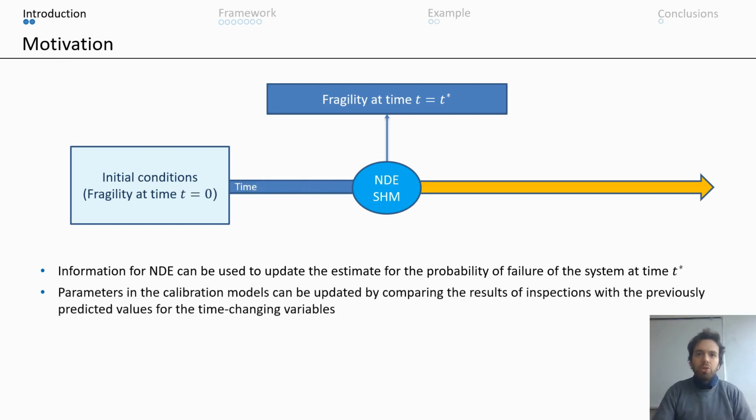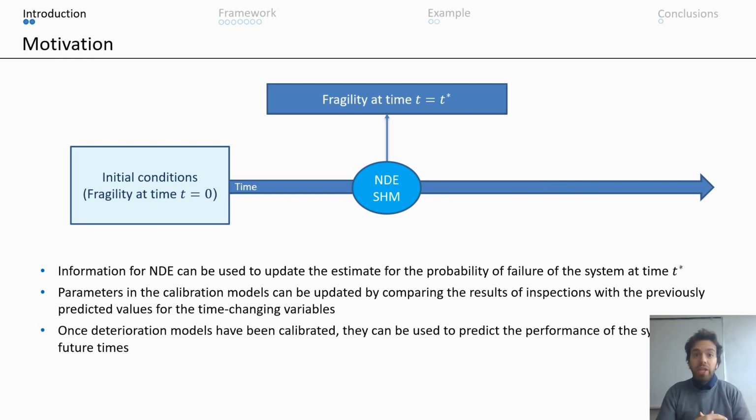But we can also use the result of non-destructive testing and structural health monitoring to assess the quality of our original prediction for the state of the system. This can be used to update the deterioration models for the processes that are assumed to be acting on the system. Finally, we can use the newly updated models to predict the performance of the system in the future. Or in other words, we can obtain the fragility of the system at times that come after the moment of the inspection.